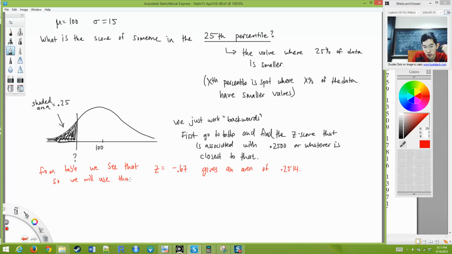We will use that. Okay? And so now we just go, okay, well, if z is equal to negative 0.67, let's turn that into a score. So what score gives z equal to negative 0.67?